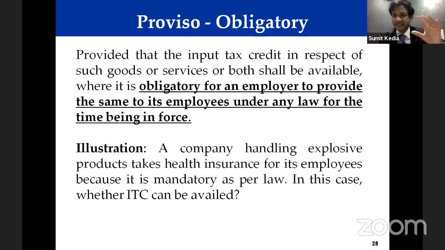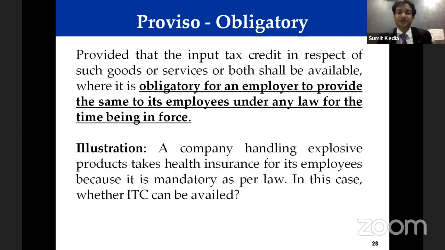Now, this clause B, which was too wide, which said food, beverage, leasing services, health insurance, life insurance, which further said membership, health, fitness center, is not allowed. But there's a proviso attached to point B. One of the participants has also raised a question: can I claim credit on health insurance if it is mandated by law? Here comes the answer. It says, provided that input tax credit in respect of such goods or services or both shall be available where it is obligatory for an employer to provide the same to its employees under any law for the time being in force.